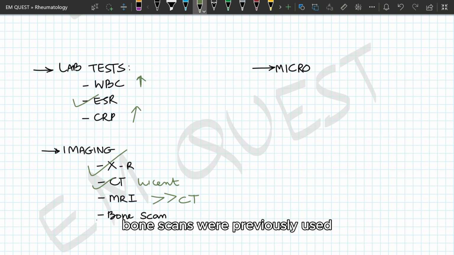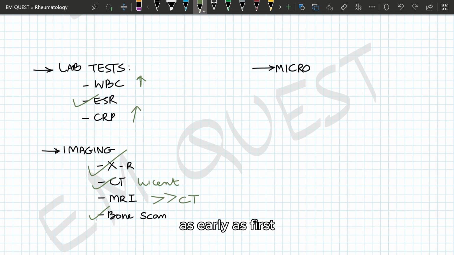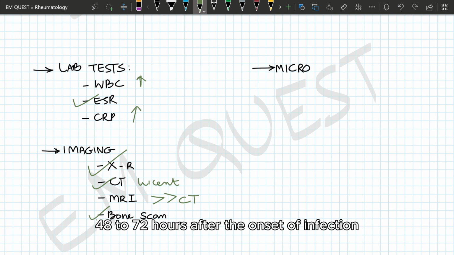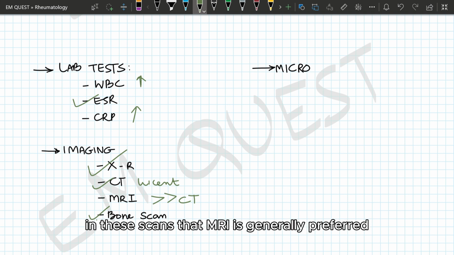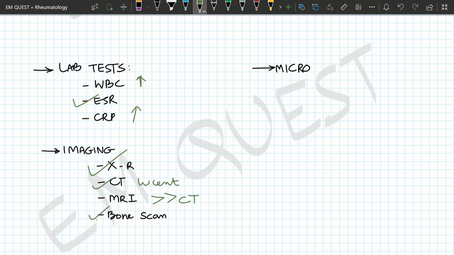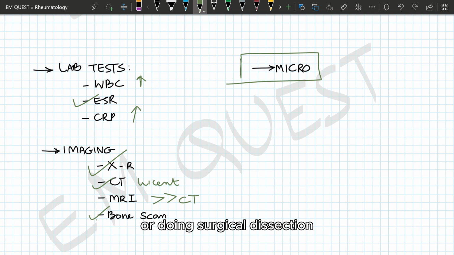Bone scans were previously used and they are really good because they can show changes of osteomyelitis as early as the first 48 to 72 hours after the onset of infection. But because the burden of radiation is so high in these scans, MRI is generally preferred. As for microbiology, it is the most definitive way to diagnose, and that is to obtain the infected bone by doing needle aspiration or doing surgical dissection.